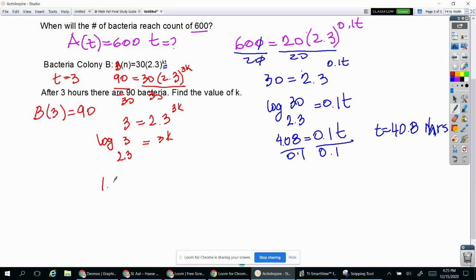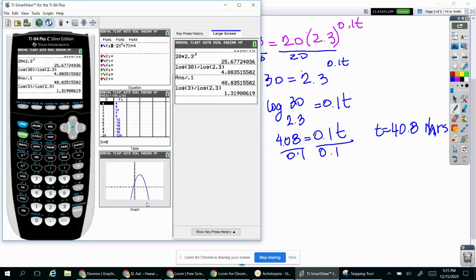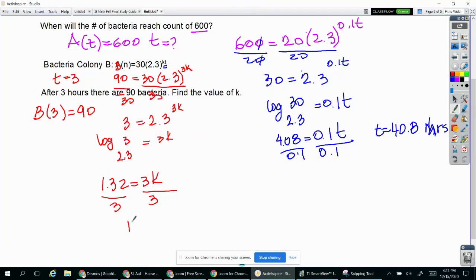So we have over here 1.32 equals 3k. Now we want to divide both sides by 3, so use what you have in the calculator and divide it by 3. This is 0.439, so I can round it to just 0.4. So 0.4 in this case. So now the equation would be B of t equals 30 times 2.3 raised to the exponent 0.4 times t.